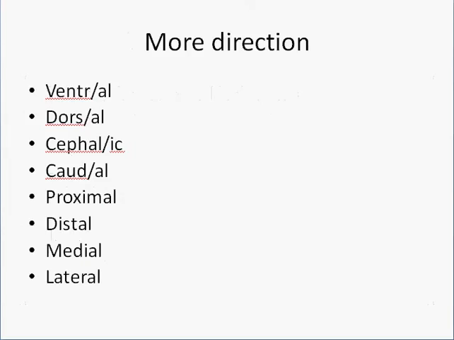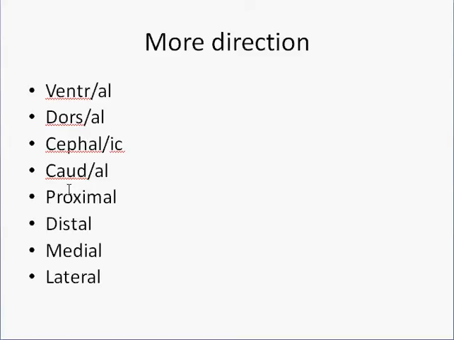All right, so more body directional terms. When you talk about ventral, you're talking about things that are in the front, whereas dorsal would be in the back. If you say cephalic, that means something that's towards the head. If you say caudal, that means you are talking about towards the tail, the tail end, basically.